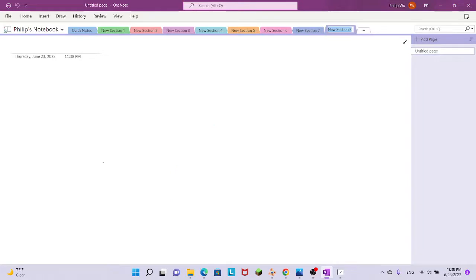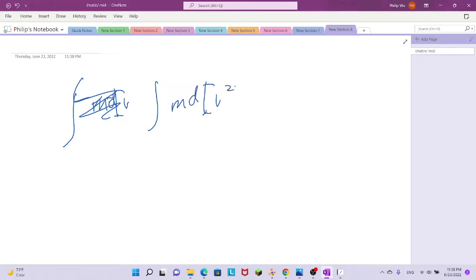So now we just integrate this. We integrate both sides. Oh, sorry. Sorry about that. Sorry about my handwriting. It's very bad, I know.